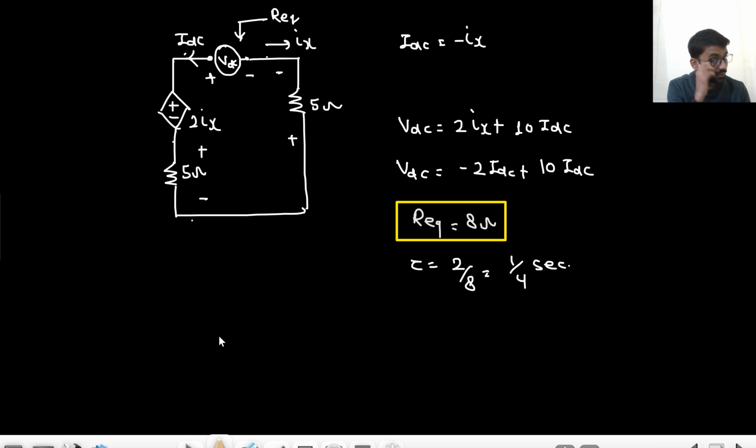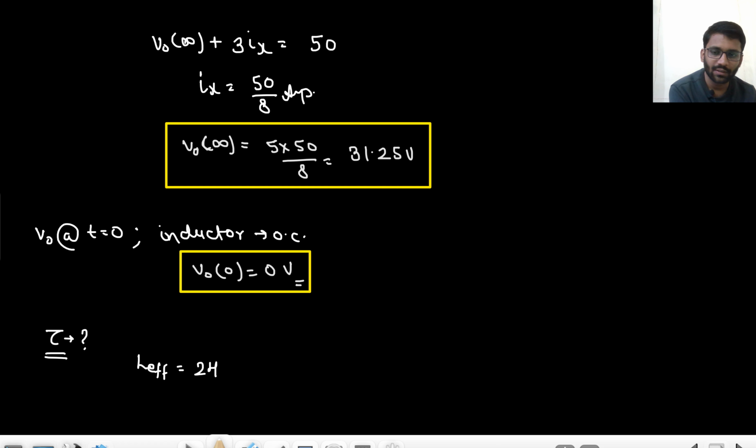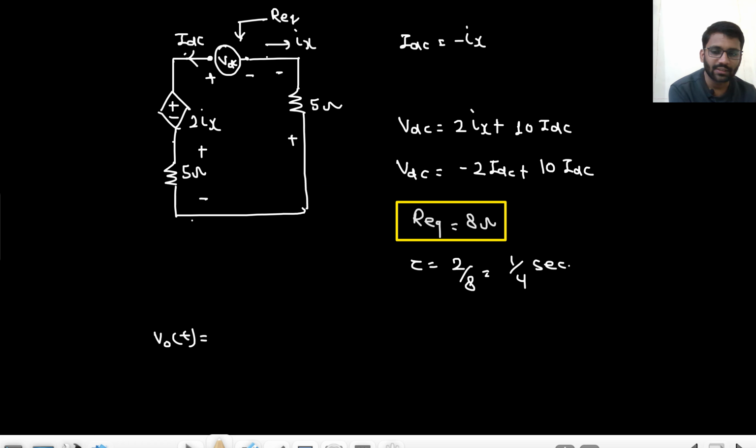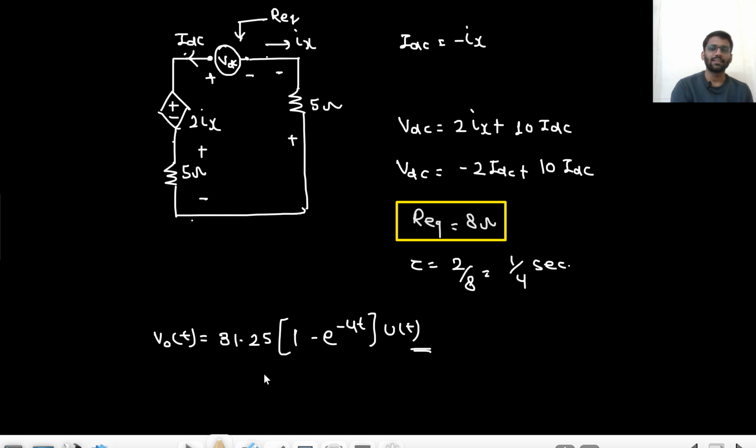Okay. So what would be my V naught t? My V naught t would simply be, from 0 it is rising up to 31.25 times (1 minus e to the power minus t upon tau). Tau is 1 by 4, so it is 4t times u(t). I am not really sure if this answer is correct.